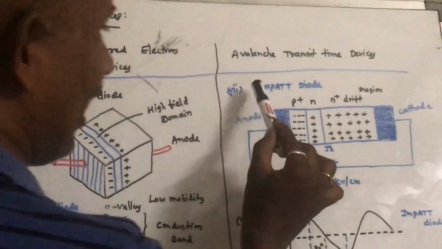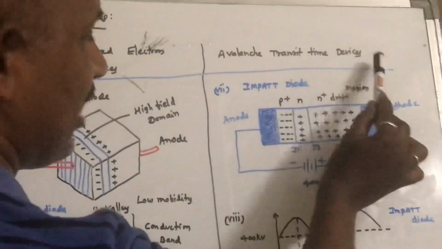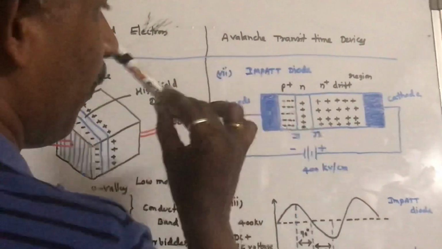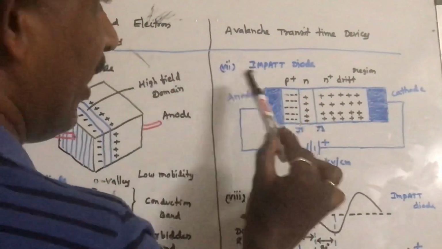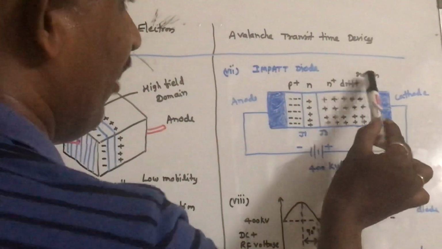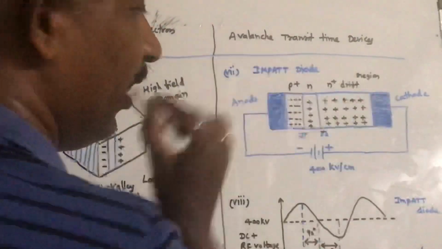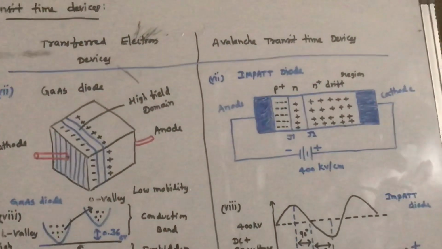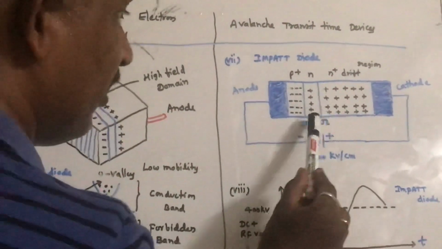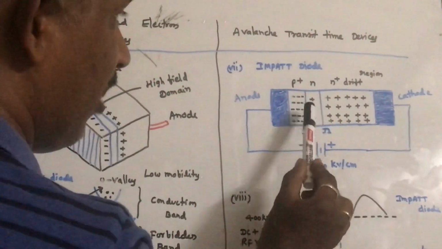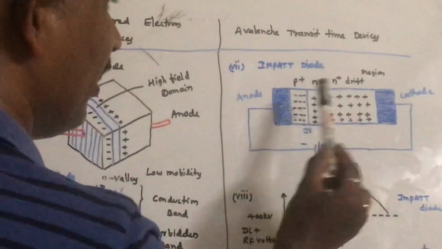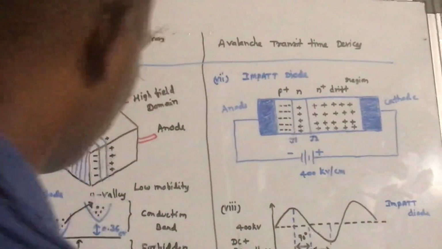Coming to the example of the impact diode, the avalanche transit time device. You can see that P plus stands for the heavily doped P plus region, then a lightly doped N region, and the N plus heavily doped region. The drift region is this. This is very important; the drift region is very important in this device. You can see that the device is connected in reverse bias. You can also see that this device consists of one junction between P plus and N, and another junction between N and N plus, anode and cathode.